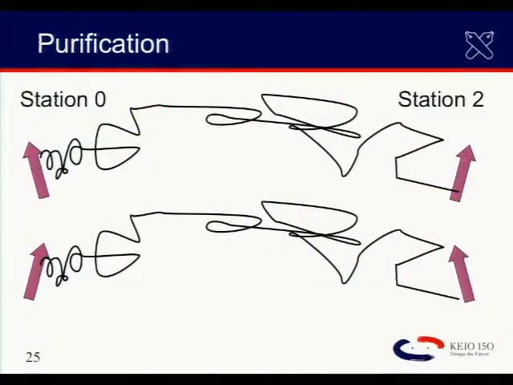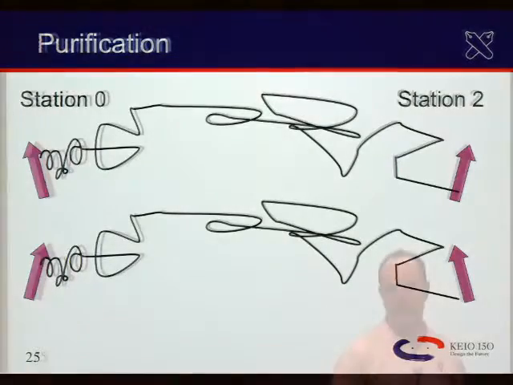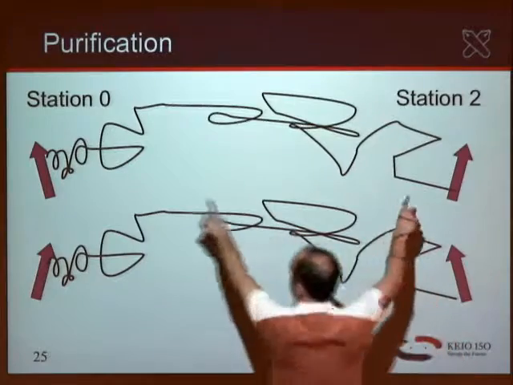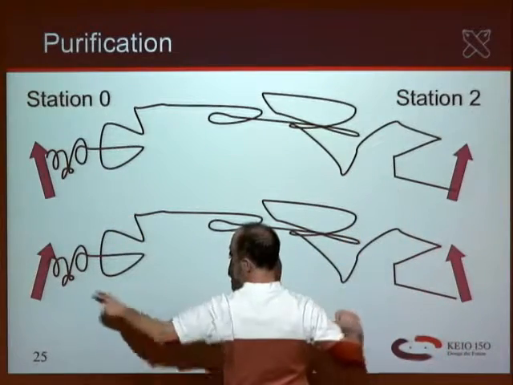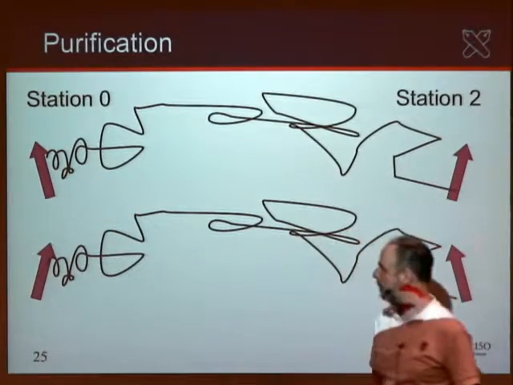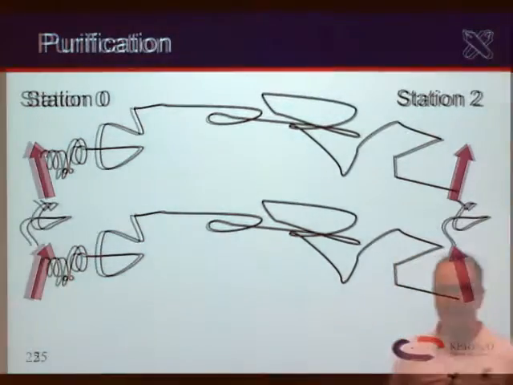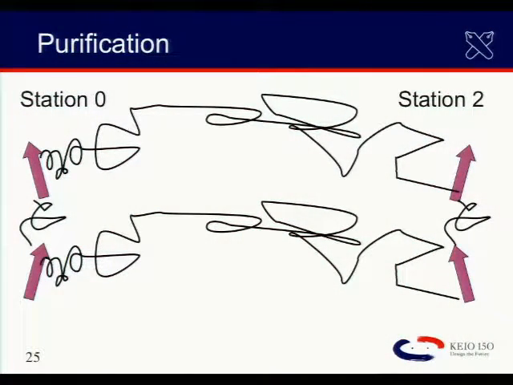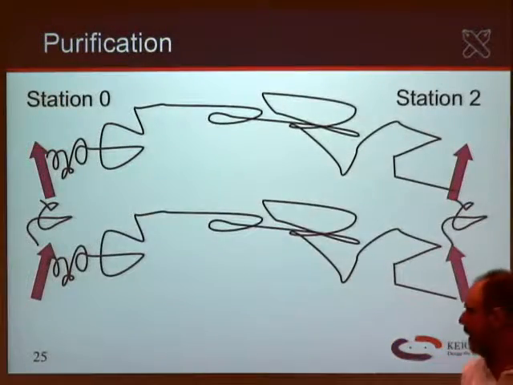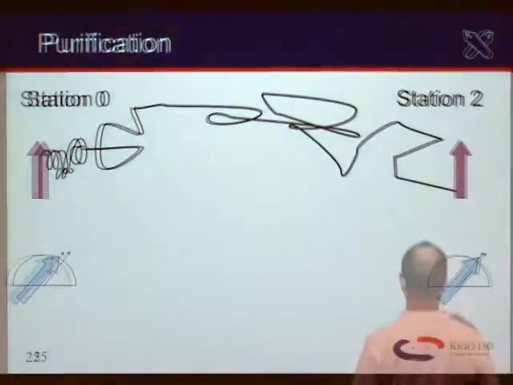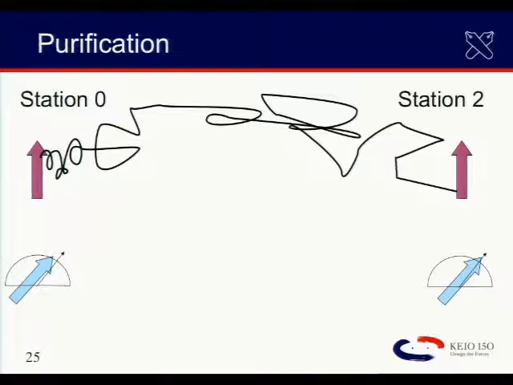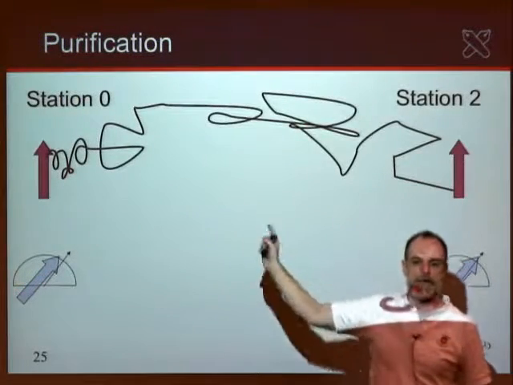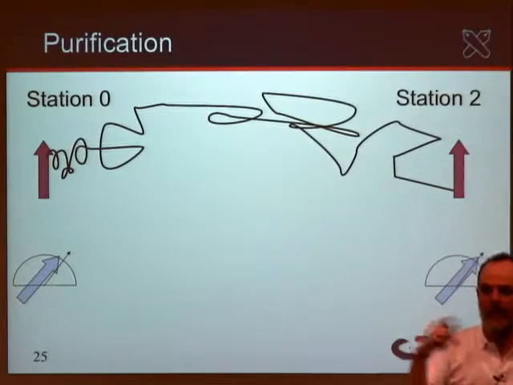So, purification. We'll start with 2 entangled pairs. This is one entangled pair held between station 0 and 2, and another one held between 0 and 2. Perform some local operations at each end between these two. A local operation basically amounts to a CNOT followed by a measurement. You measure out 2 of these qubits here, you get some classical results. If it all works, the pair you're left with has higher fidelity.